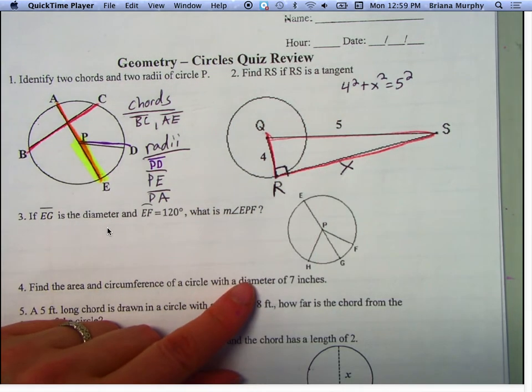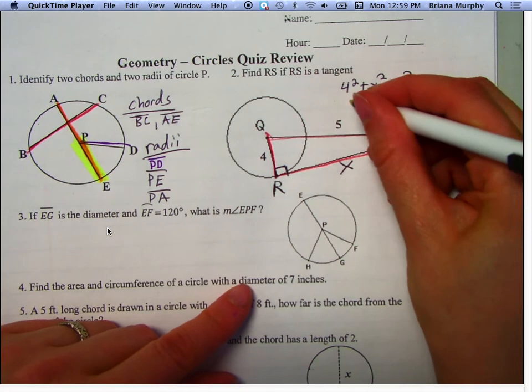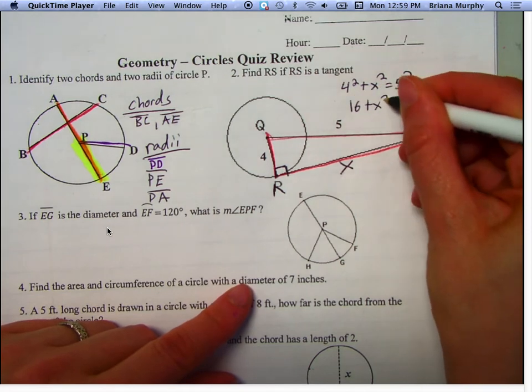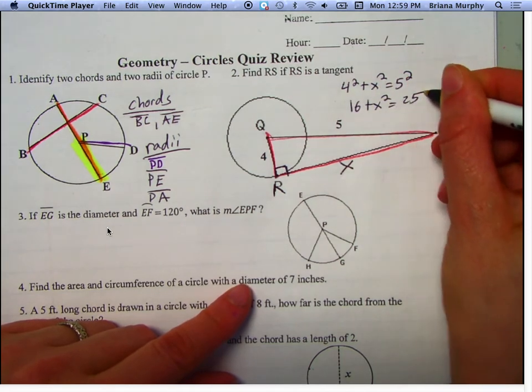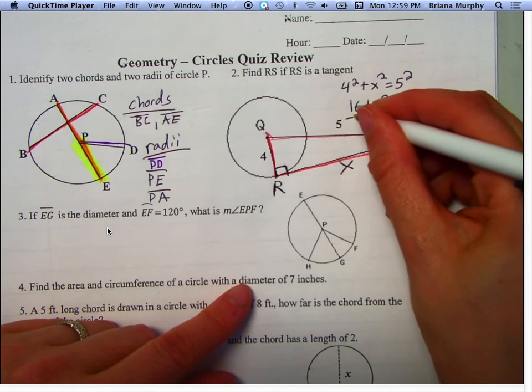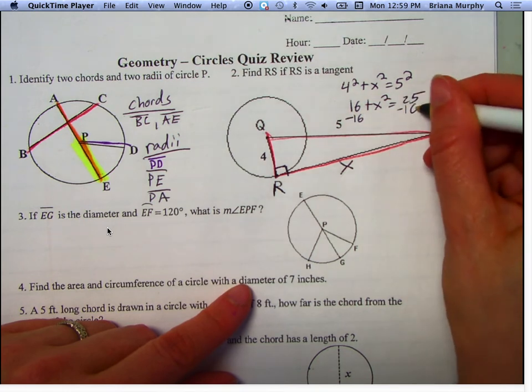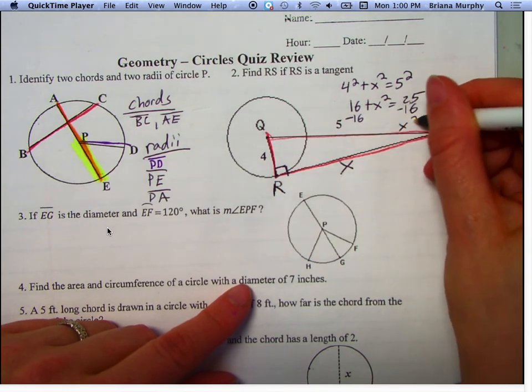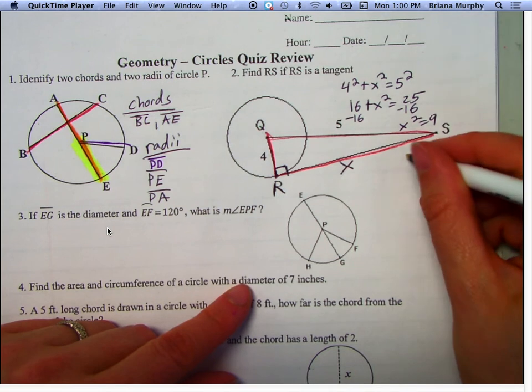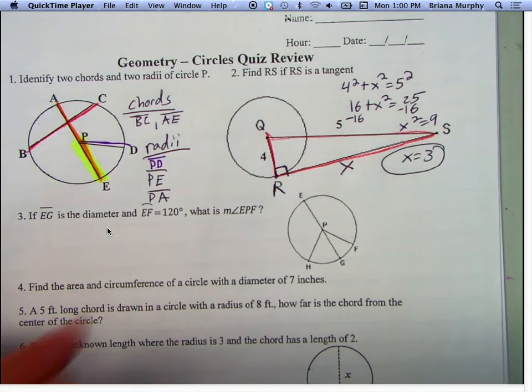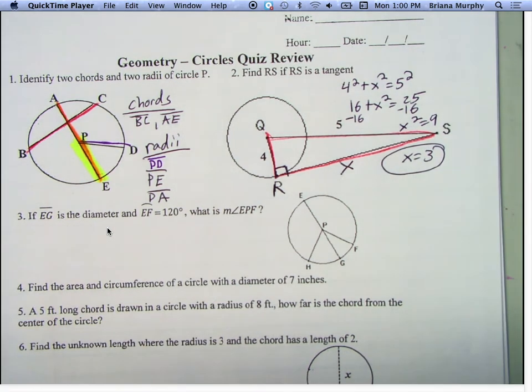So now I'm going to do 16 plus x squared equals 25. Then I'm going to subtract 16 from both sides. And I get x squared equals 9, and so x equals 3. And remember, when we square root something, we could get a negative answer as well, but a negative length doesn't really make sense for this, right? Okay. Any questions about those first two?